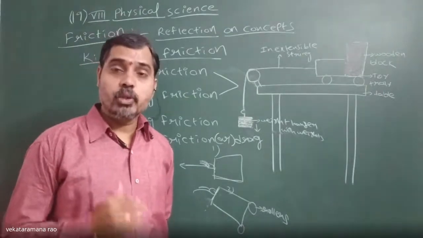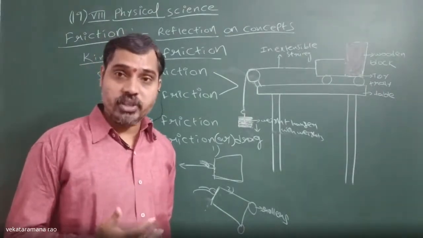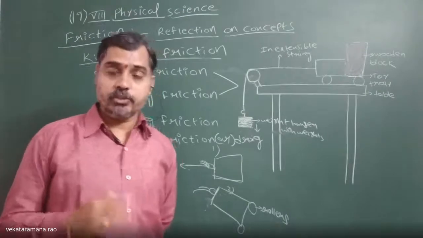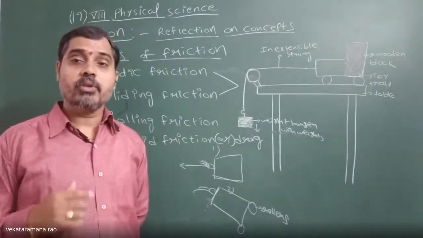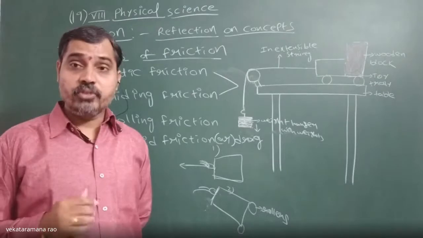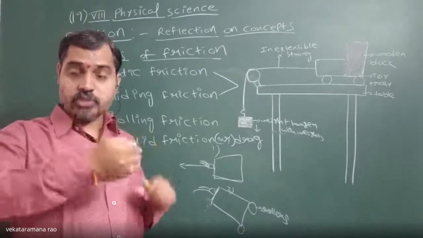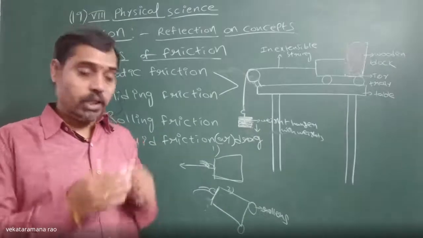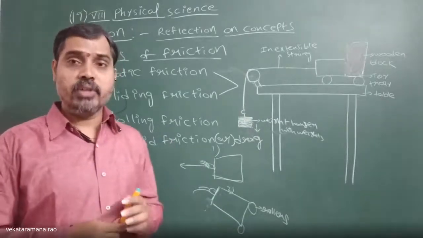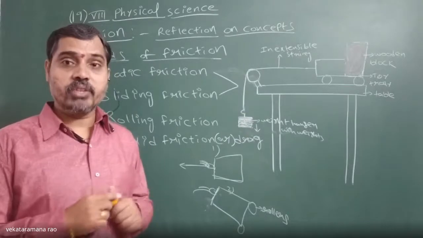Then how do we overcome that friction? We have special shapes like a bird or a fish, which have a narrow starting end. As a result, this fluid friction will be reduced.